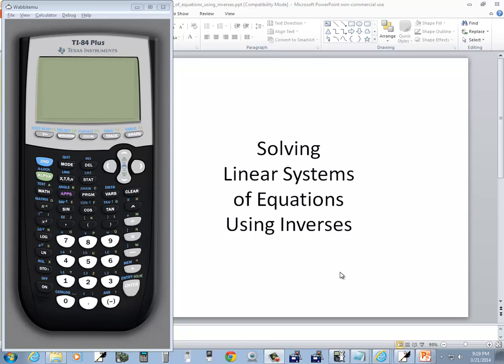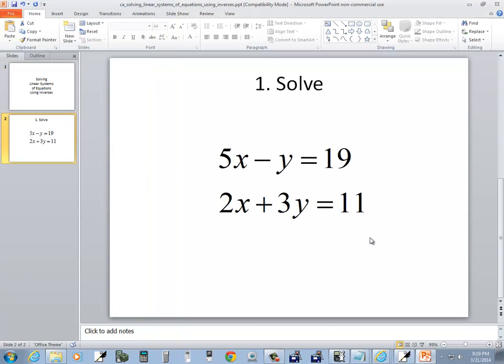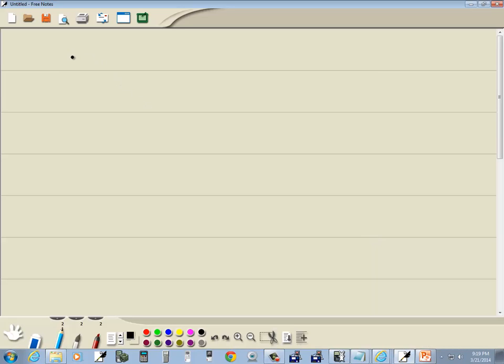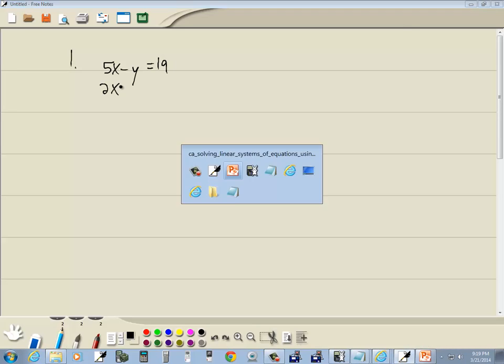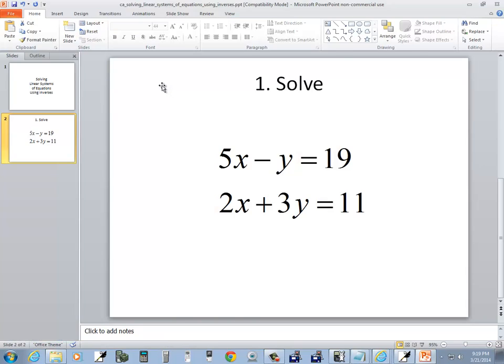Let's take a look at solving linear systems equations using inverses on a TI-84 Plus calculator. Well, let's take a look at this problem. We've got 5x minus y is equal to 19, and 2x plus 3y is equal to 11.